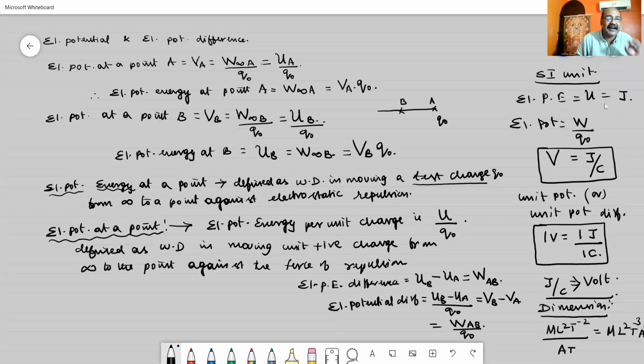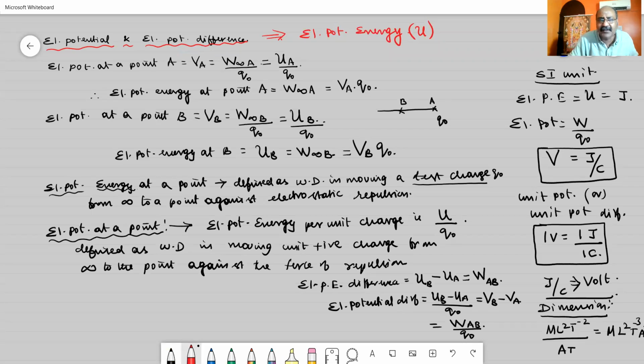Okay, let us see what we have studied in our last class. We have studied about the electrical potential and electrical potential difference. In order to study these, we have to study also about electrical potential energy and potential energy difference. Potential energy is represented as epsilon, electrical potential represented as V, and electrical potential difference represented as dV.